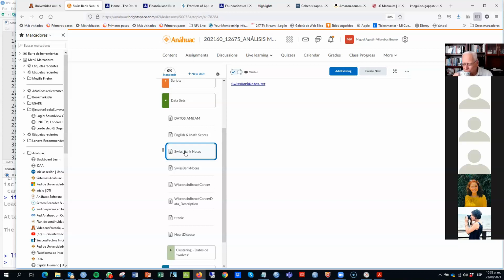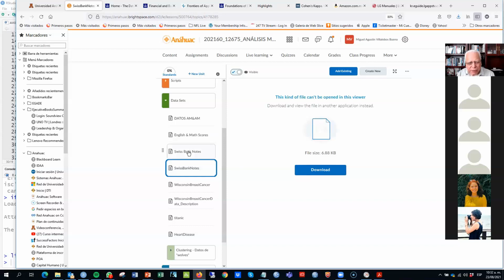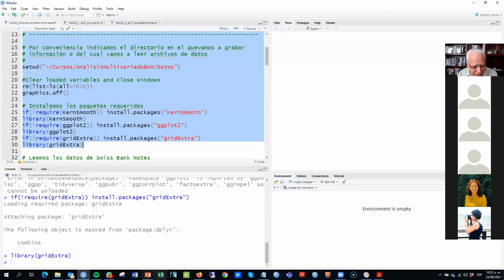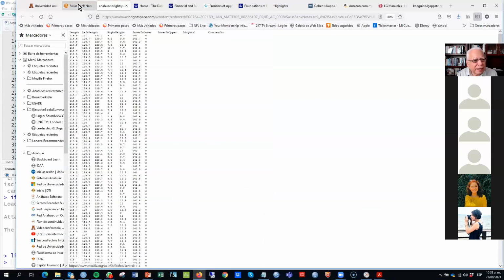Teacher, I have two of Swiss banknotes. I downloaded the two. Let me see. I have one that has a space and the other that doesn't. The first one is a TXT file. Let me take a look at that, and that's separated by tabs. And the second one, separated by left right space.